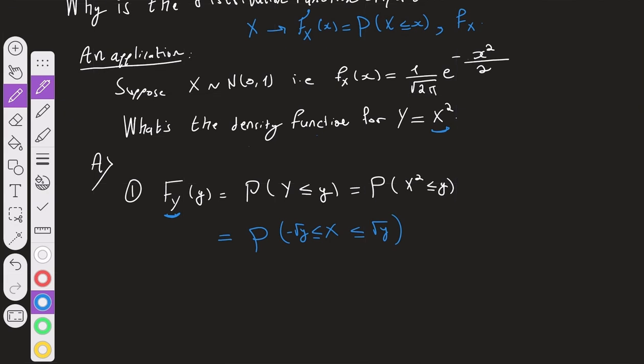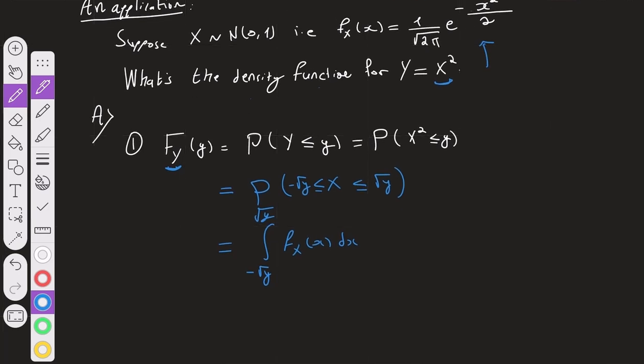Since we have information about X, this means we know how to evaluate this probability, namely by integrating the density function. So we can integrate from minus square root of y to square root of y the density function of X. Now we need to make a good observation, which is that this function is an even function. Since it's an even function, this is literally just 2 times the integral from 0 to square root of y of f sub X of x dx.